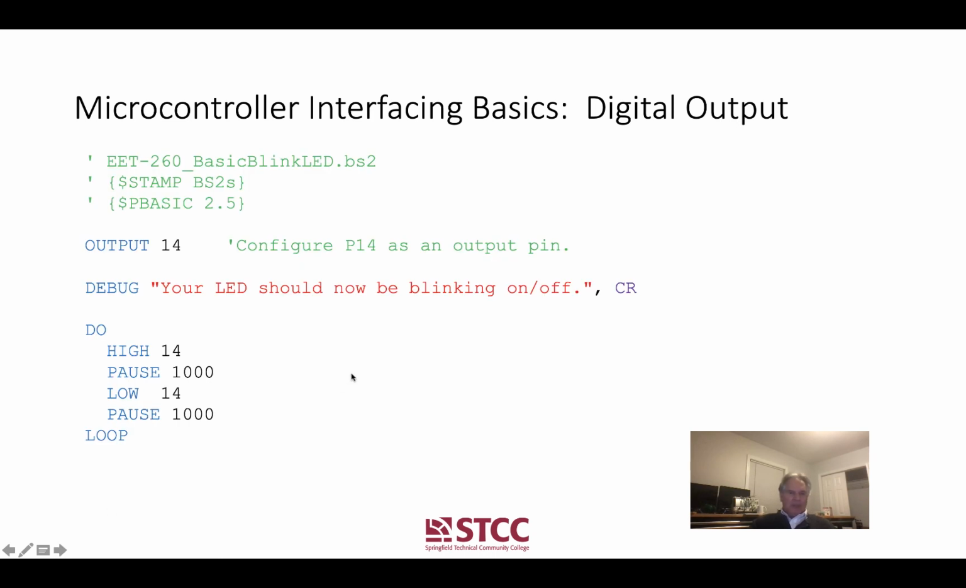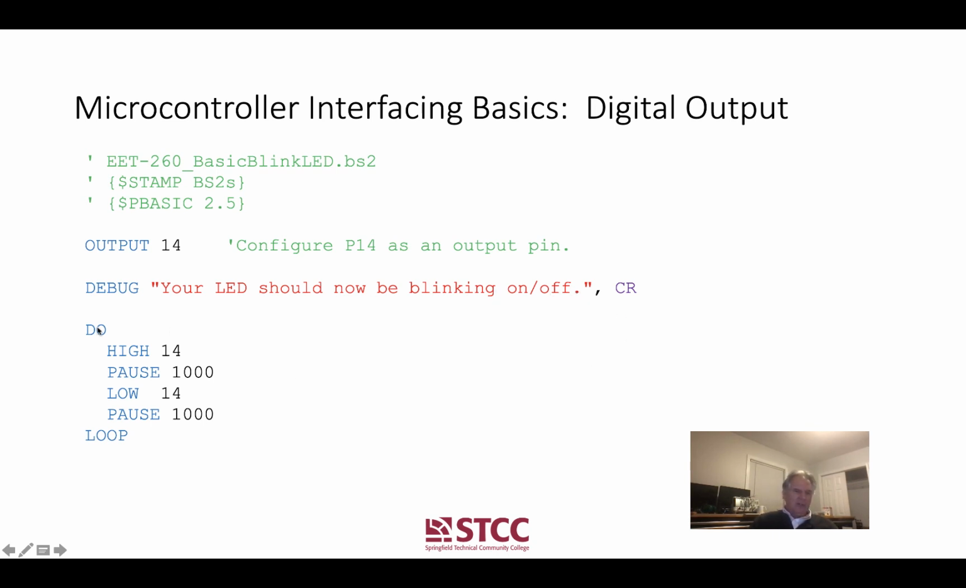You can run a program like this one, and remember, you need to indicate what type of basic stamp you have in your program and the version of P-Basic you're using. You don't absolutely need the statement, but it's good practice. I put a statement in that says output 14. That means P14 will be explicitly configured as an output pin. I then had a debug statement, so the debug terminal will come up on your dev PC and it will say your LED should now be blinking on/off.